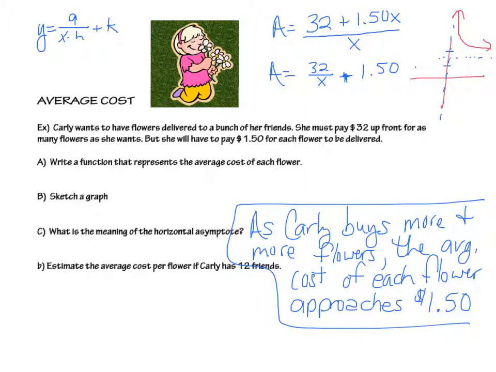Okay, now the last question. Estimate the average cost per flower if Carly has 12 friends. Okay, so then you're just going to use your function that you wrote. So you have A equals 32, and you're going to divide it by 12, because that's how many flowers she's going to get, and add $1.50 to it. And then you're just going to your calculator to say, okay, well, if you take 32, divide it by 12, and then add in the $1.50, it's $4.16 is what the average cost would be.